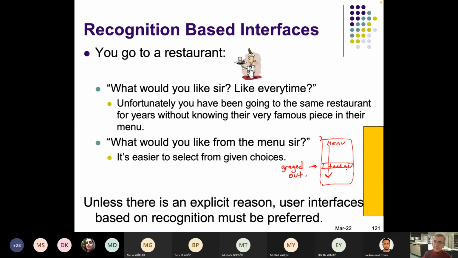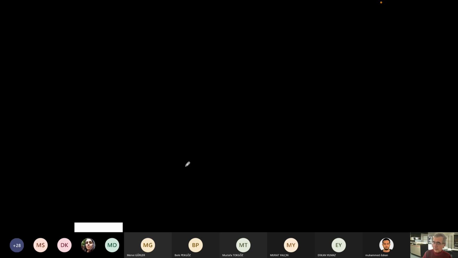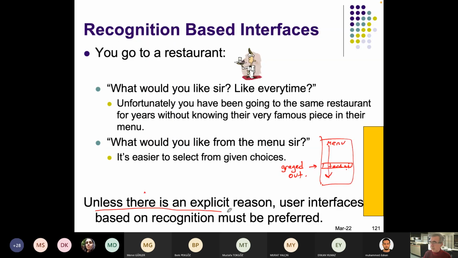So what we say is, unless there is an explicit reason, user interfaces must be based on recognition. There are certain situations where recall-based interfaces can be used, but in most cases, you should prefer recognition-based interfaces, and that will require putting out selections to the user so that the user will recognize and proceed.